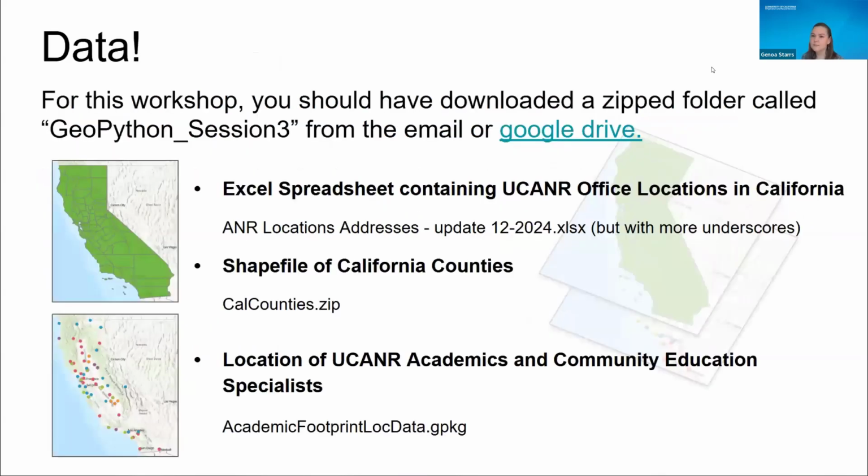Finally, we're going to be using the same data as last week, but we're going to be accessing it slightly differently since we're not interfacing directly with ArcGIS products in this workshop. You should have downloaded the GeoPython session 3 folder from Google Drive, and then just unzip to the main shell folder, and it'll contain our data sources, one of which is an Excel spreadsheet, one is a zipped shapefile, and one is a geo package. There's no particular reason for these formats, except we want to show you how to interact with each one. And if you don't have access to that folder, let me know. I can paste the Google Drive link in the chat.